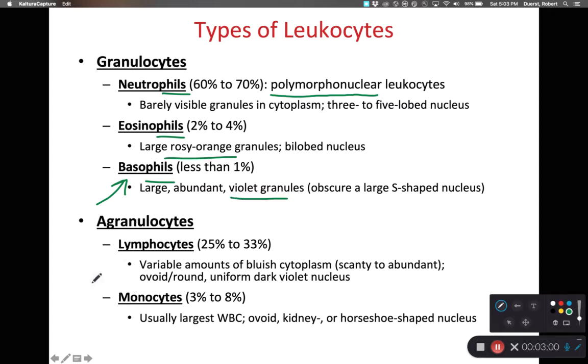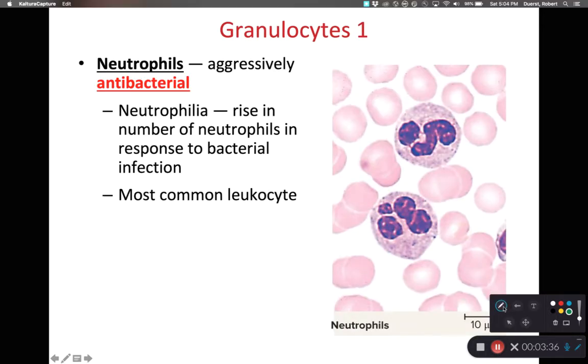When we look at those agranulocytes, they consist of the lymphocytes and the monocytes. The lymphocyte is a fairly common, the second most common kind of white blood cell out there. They are typically going to have a variable but small amount of cytoplasm and a very large dark violet nucleus, monomorphic, or one shape, just a big round nucleus. It takes up the vast majority of the cell. And then the monocytes are the big guys, the largest white blood cells out there. So let's talk about them in specifics.